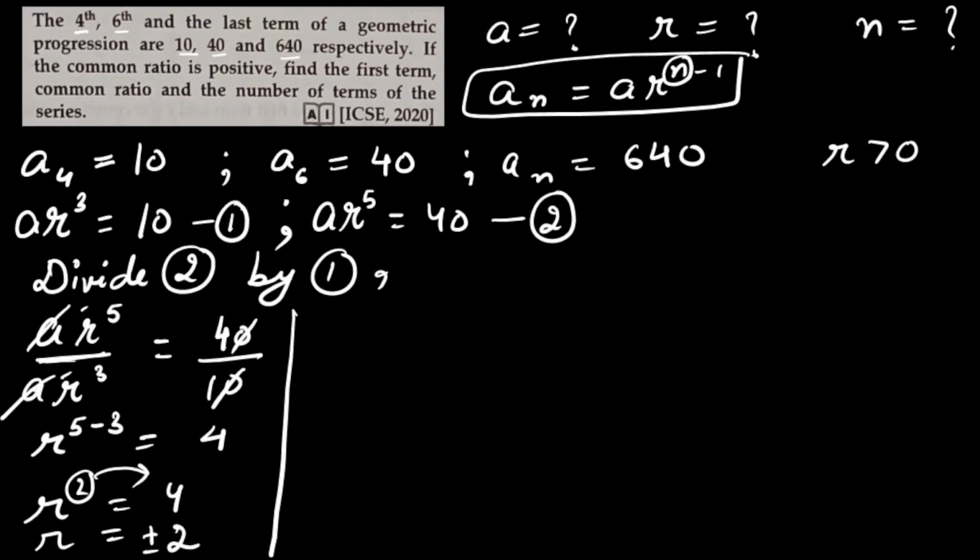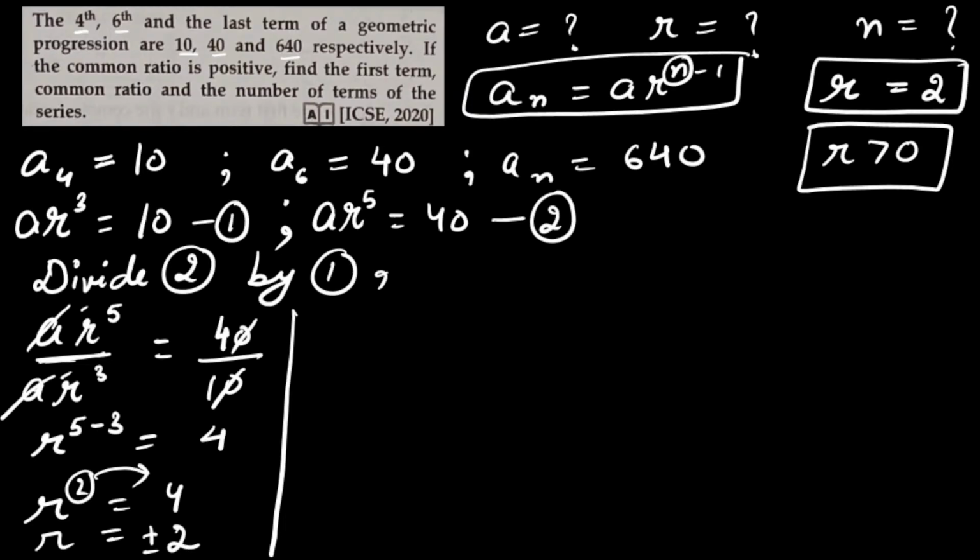So I got the value of r as plus minus 2. But here it's clearly mentioned r is positive, so that means r cannot be negative 2. So what is the value of r? We have got the value of r equal to positive 2. Now we have found the value of r. We have to find the value of a. One part of the question is done.